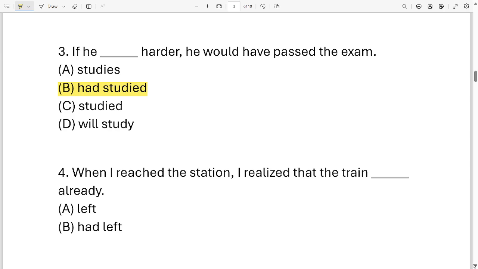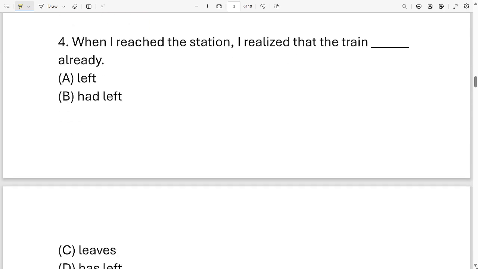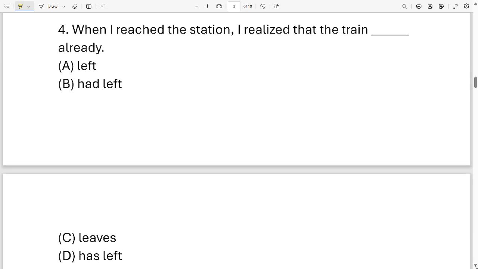Okay, next sentence. When I reached the station, I realized that the train dash already. Your options are left, had left, leaves, has left. These are the 4 options. Which one is correct? It is option B. When I reached the station, I realized that the train had left already.